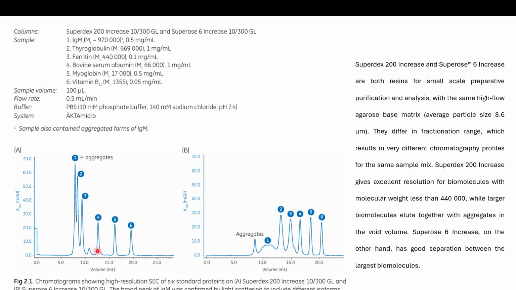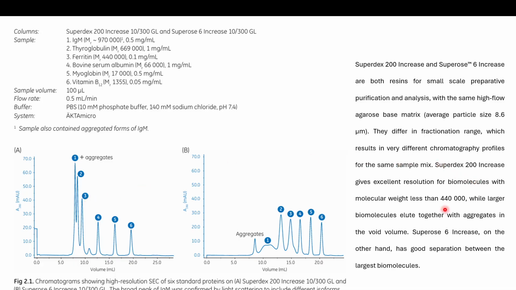molecular weight less than 44 kilodalton. Like after 3, you see the 4th, 5th, and 6th ones are really well separated, which means this particular SEC resin is able to very nicely separate the lower molecular weight compounds or substances as compared to the ones which are really larger sized.